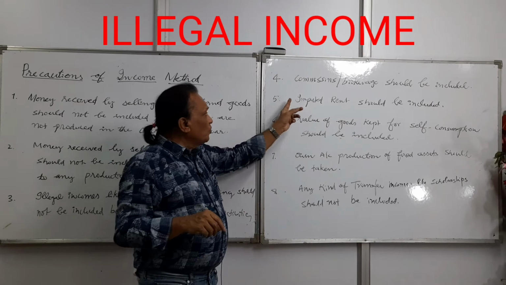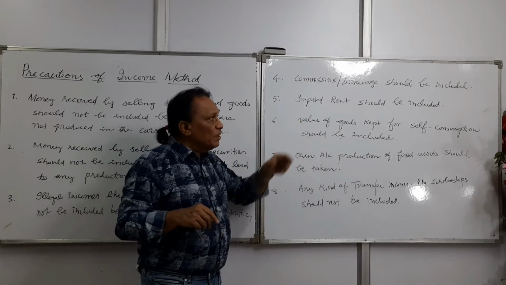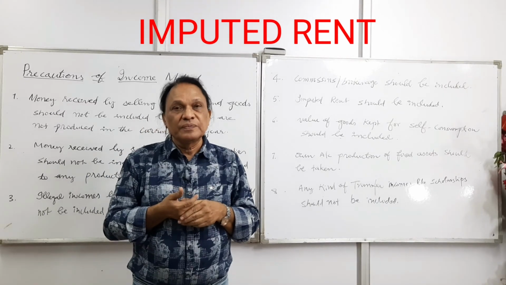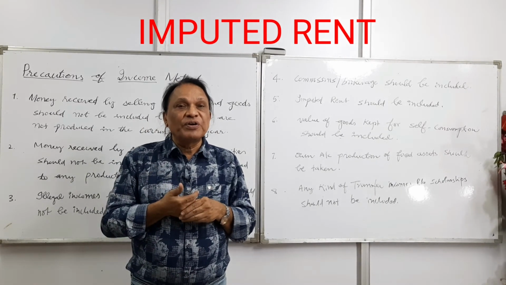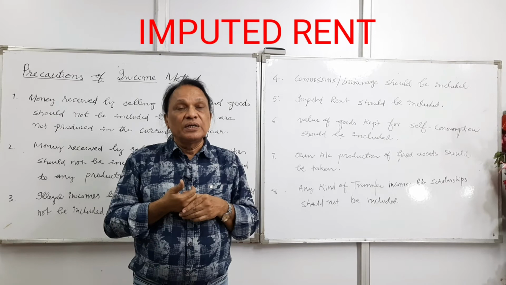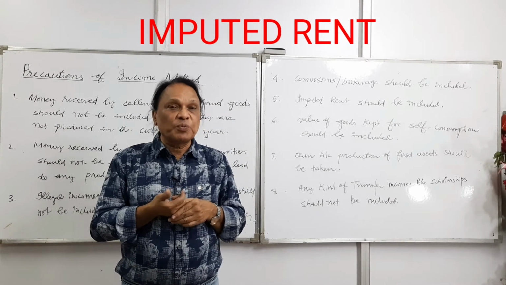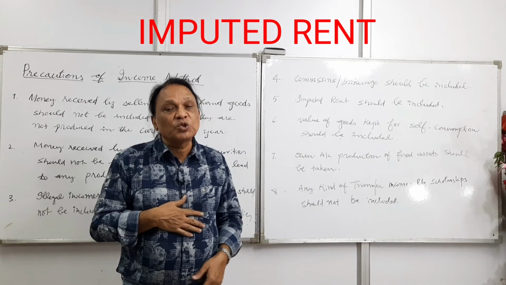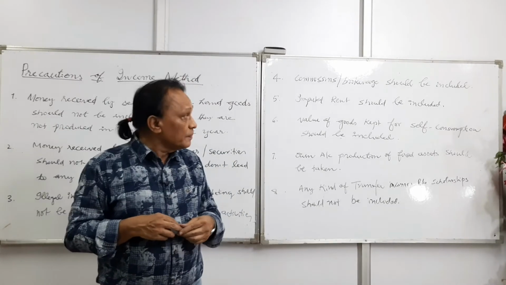And then we come to these 3, which are included in all the methods. Imputed rent of owner-occupied houses should be included. If you are staying in your home, whether you give it on rent or stay yourself, the house is providing you rent. That's economic activity. Imputed rent of owner-occupied houses should be included.